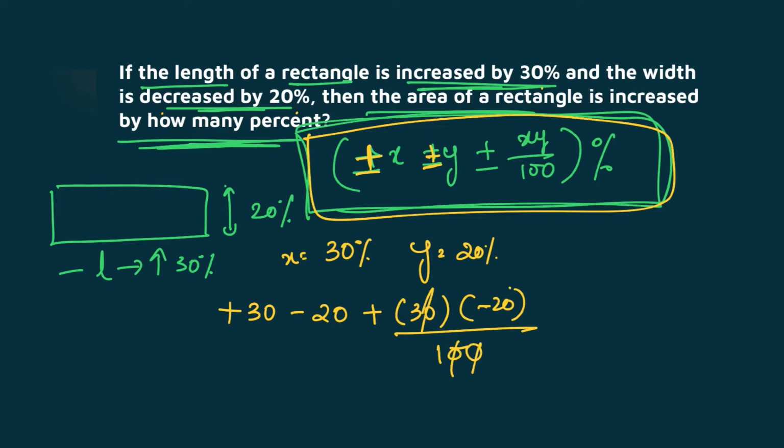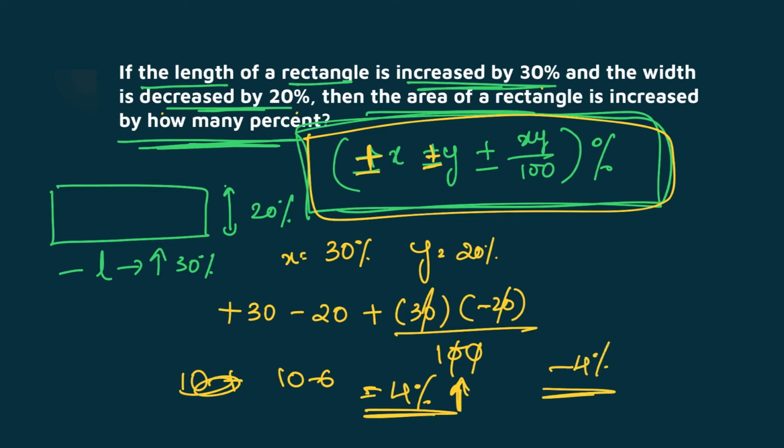Two zeros get cancelled here itself. So 30 minus 20 is nothing but 10. 3 twos are 6, that is 3 into minus 2 is minus 6. So 10 minus 6 is equal to 4%. We got plus 4%, that is, there is a 4% increase in the area of the rectangle. Suppose if we had got minus 4%, then there is a decrease in the size of the rectangle.